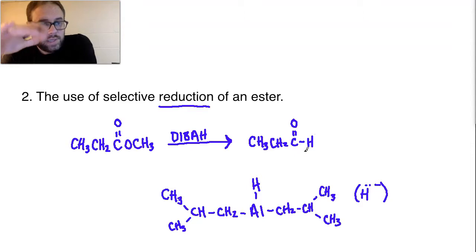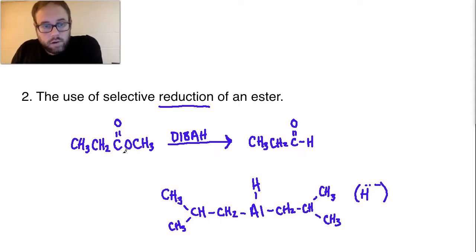So if I used lithium aluminum hydride here, it would have taken it down to the respective primary alcohol. I would have gotten propanol out of this. But because I used DIBAH instead, I ended up with the aldehyde version. I didn't reduce it all the way down to the alcohol. And one other thing I want to note here, you're going to see this written very often. It is run at cold temperatures. So most typically you're going to see minus 78 degrees Celsius.